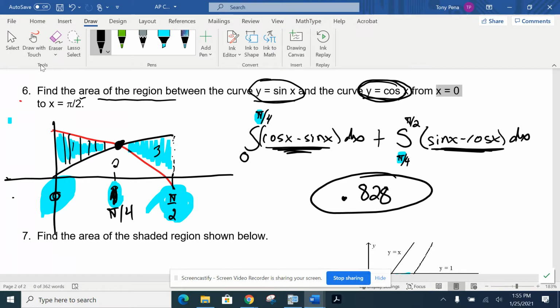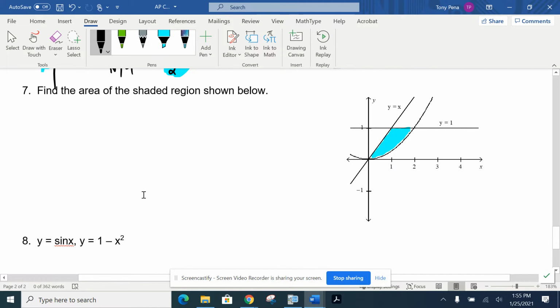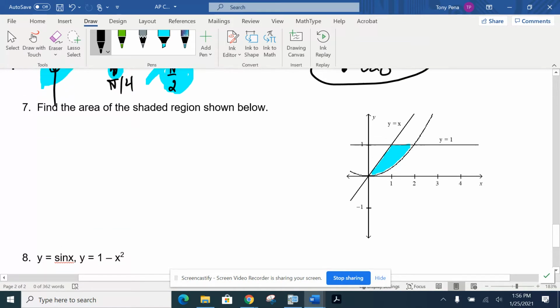All right, 7 then. Find the area of the shaded region below. I forgot to label one of these. So this one right here, label this parabola, the only parabola on here. That's the parabola x squared over 4, so you'll need to know what that equation is.